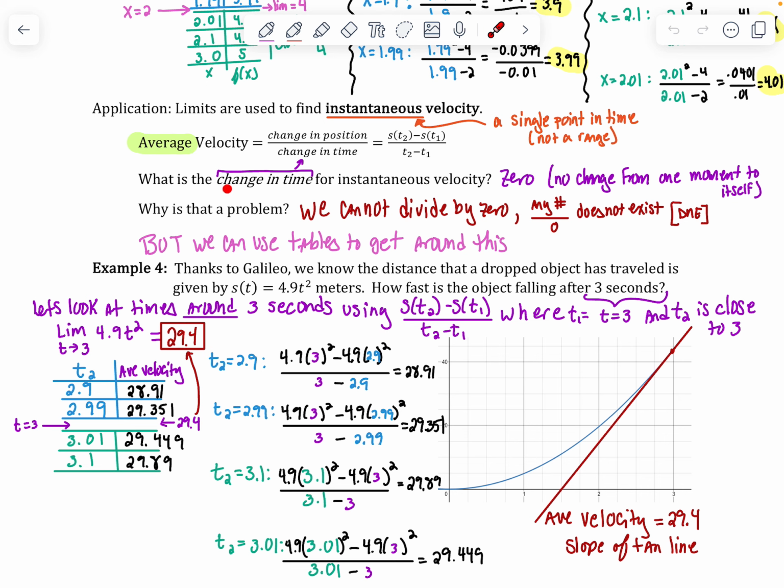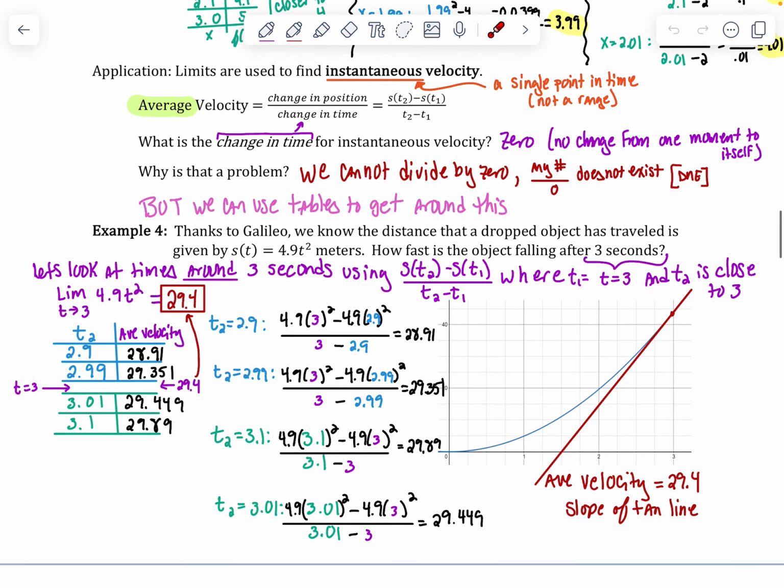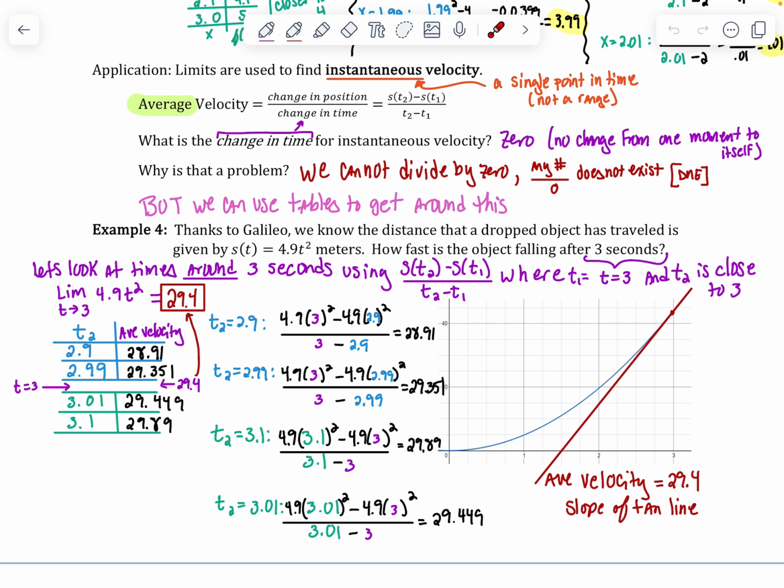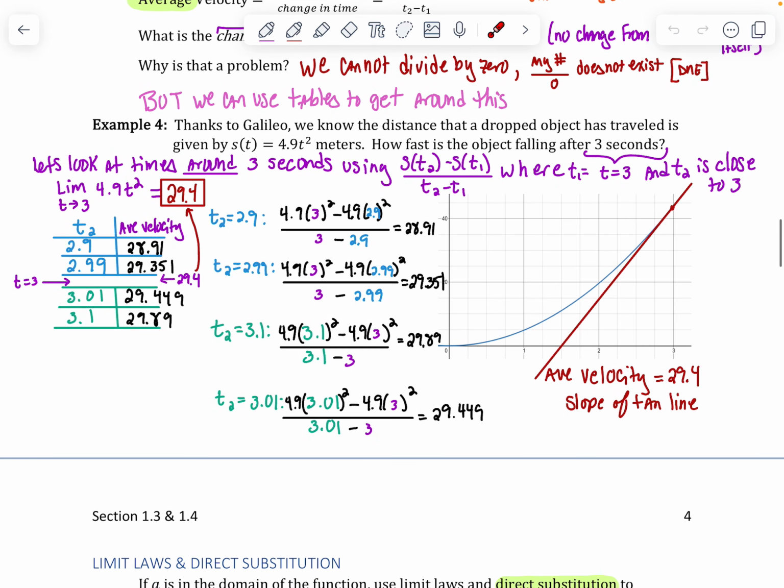The problem is, change in time is 0 if it's instantaneous. What is the change from this second to itself? There is no change to itself. So we would therefore be taking some change in position and dividing by 0. So we would say the velocity does not exist, but that's not true. We can use limits to find the instantaneous velocity. So in this case, we'll use tables to emphasize the skill just taught.